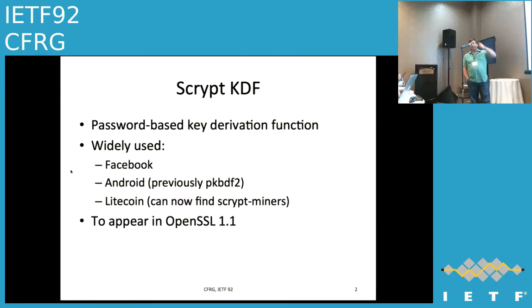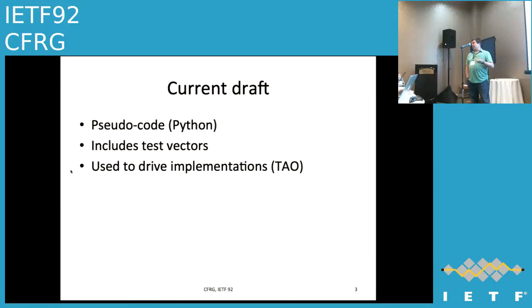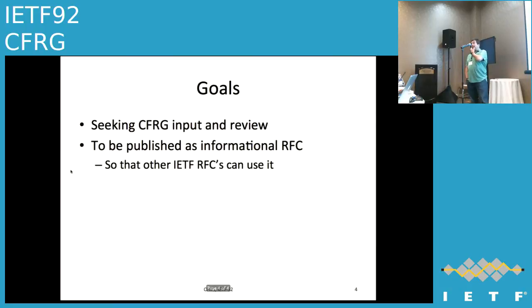It is going to appear in OpenSSL 1.1, plus or minus. Next page. The current draft has pseudocode, actual real code in Python. It includes test vectors, and it has been used to drive implementations, notably the aforementioned OpenSSL. Next. The goals of the document: this is not intended to be a CFRG document. It's going to be an individual submission, informational, so that anybody else who wants to use it has test vectors and sample code, so they can interoperate with those things like Android and Facebook. And that's it. Any questions?